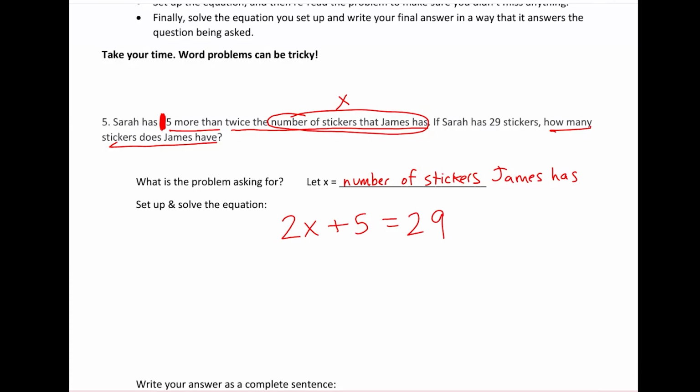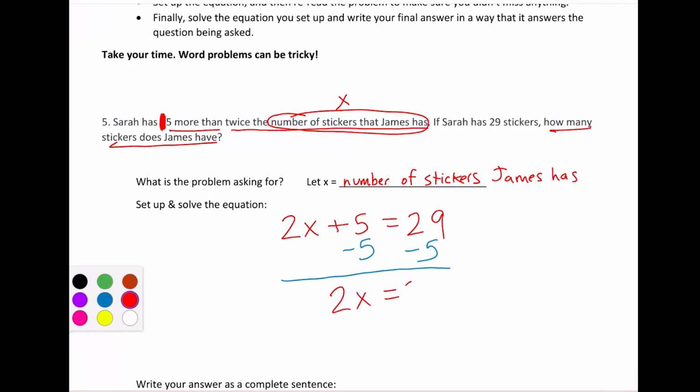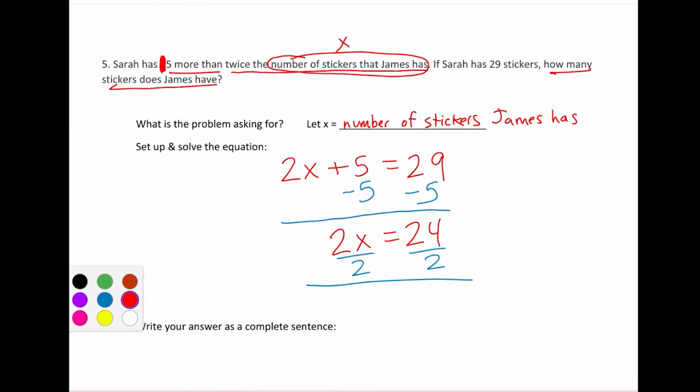Now we've got a nice little two-step equation where we can subtract 5 from both sides. We got 2x equals 24. And then if we divide both sides by 2, we get 12. And like I was saying a little bit ago, that's good if you can get that far. I'm pretty happy about that.